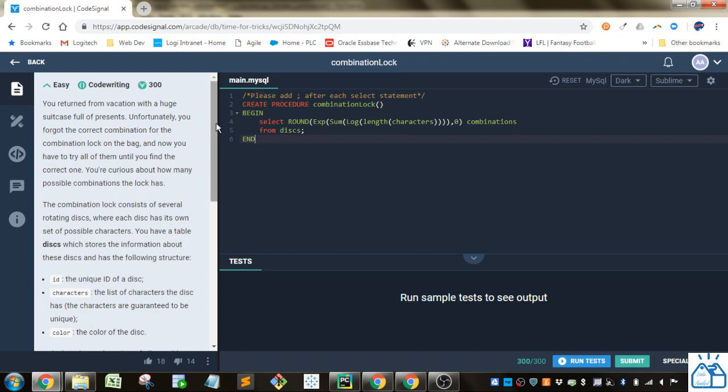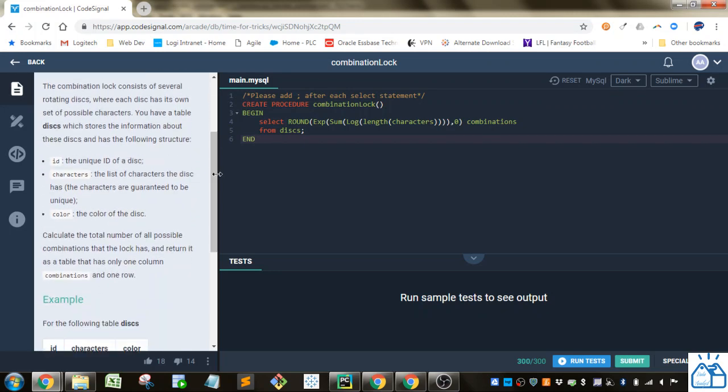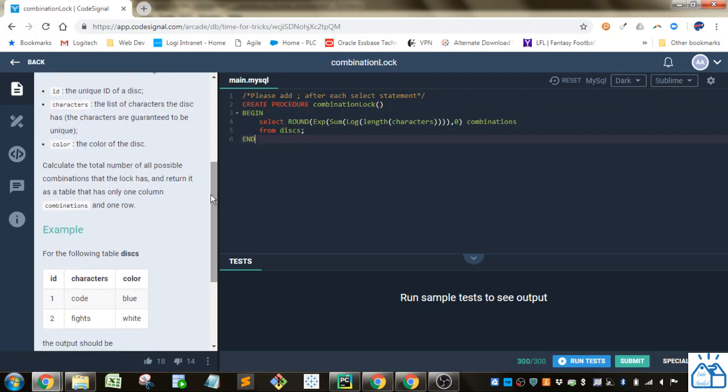Alright, so you return from vacation with a huge suitcase full of presents. Unfortunately, you forgot the correct combination for the combination lock on the bag, and now you have to try all of them until you find the correct one. You're curious about how many possible combinations the lock has. The combination lock consists of several rotating disks where each disk has its own set of possible characters. You have a table disk which stores the information about these disks and has the following structure. ID, the unique ID of the disk, so that's just a primary key. The characters, the list of characters the disk has, the characters are guaranteed to be unique. And then color, the color of the disk, which is not going to matter for this.